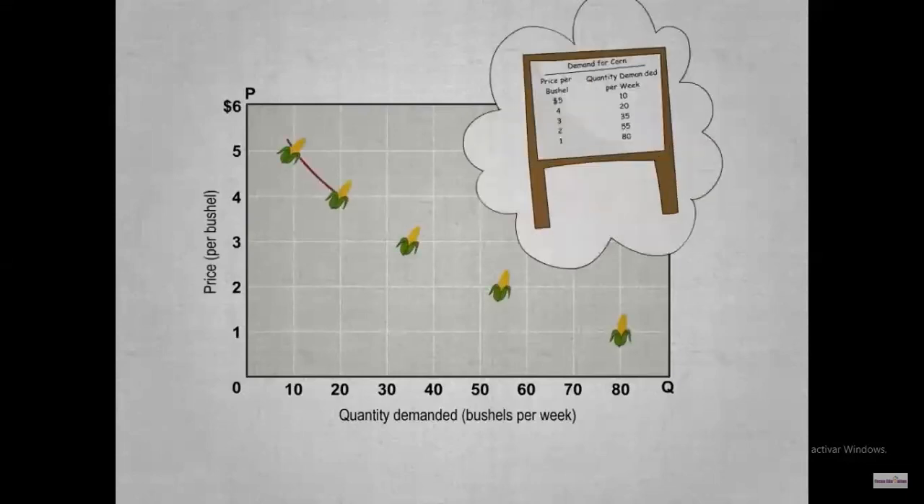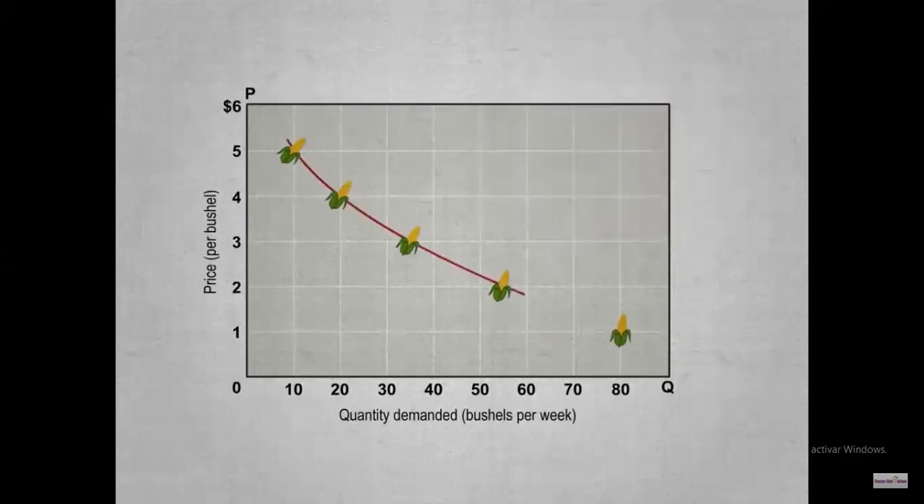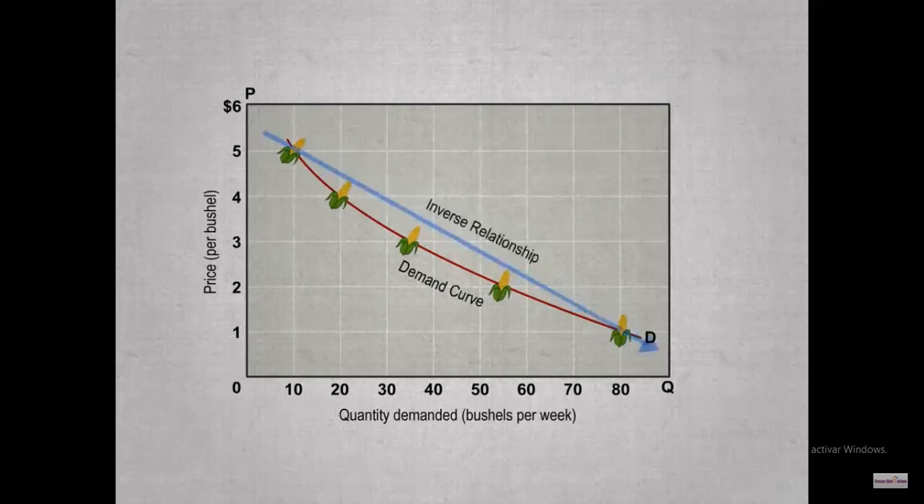Let's plot and connect the 5 price quantity data points listed in the table with a smooth curve, labeled D. This curve is what we call a demand curve. Its downward slope reflects an inverse relationship that economists call the law of demand. So, what we understand is that, other things equal, consumers will buy more of a product as its price declines and less of it as its price rises.